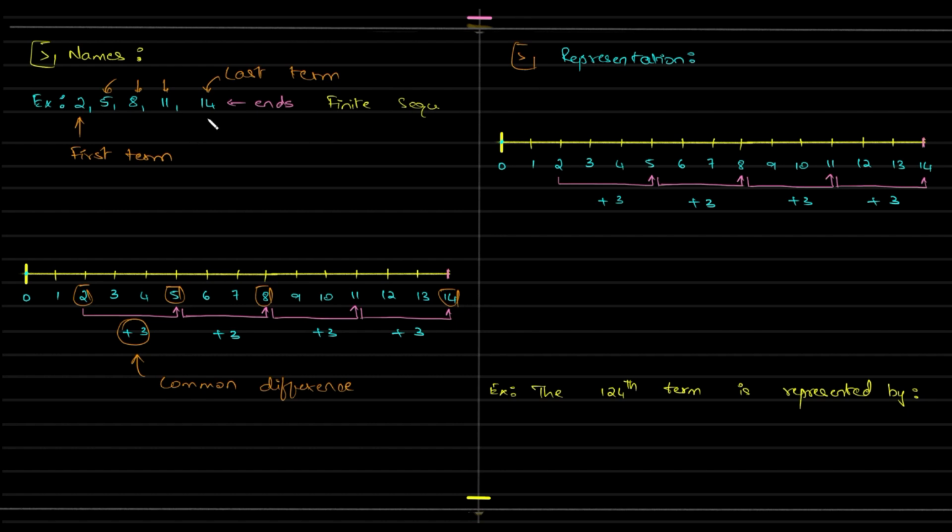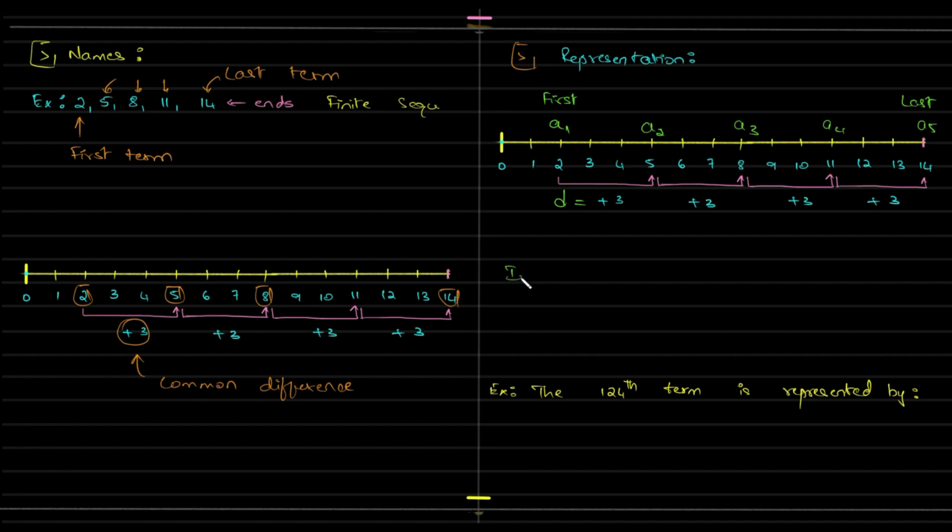Now, of course, we can't keep writing first term, second term, last term. So alternatively, we have associated some representation to it. So here 2 is A1, 1 representing the position of the term. A1 is your first term and 1 represents the position. This is A2, this is A3, A4, and this is A5. While the common difference is d. So A1 is your first term, second term, third term, and this is your last term in this case.